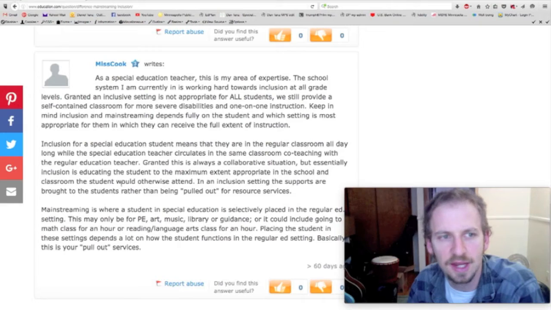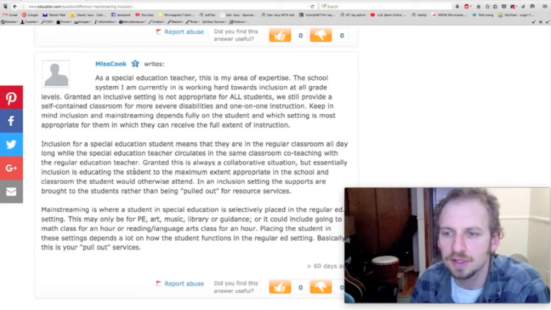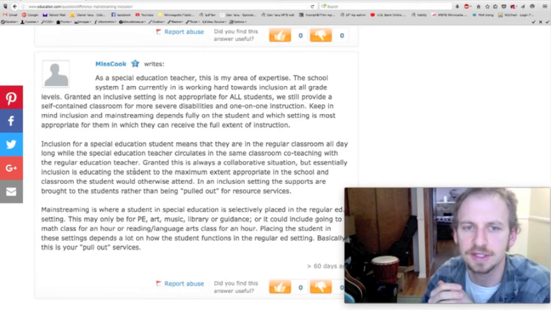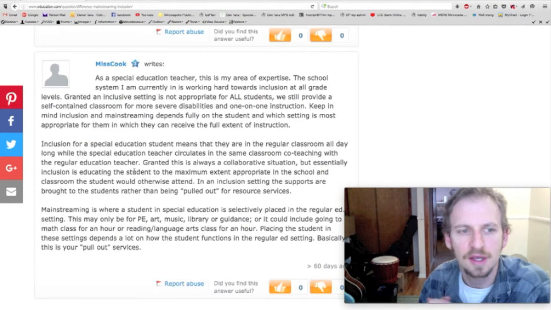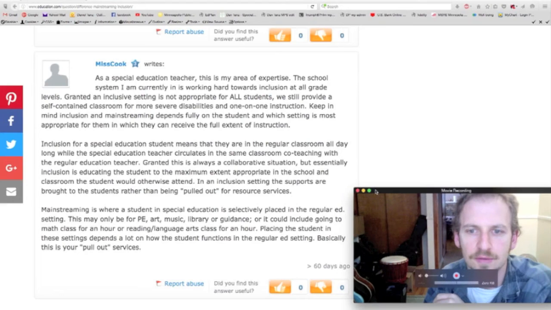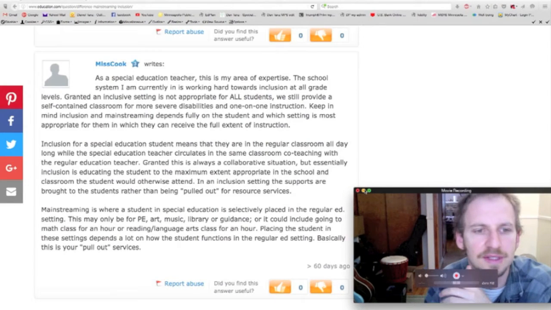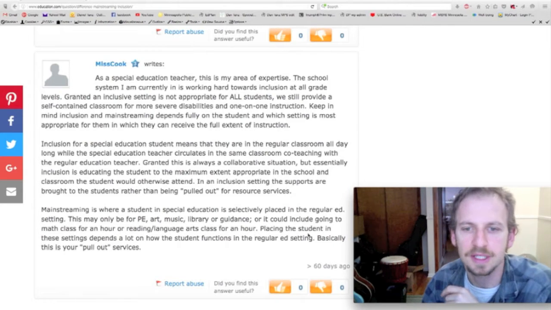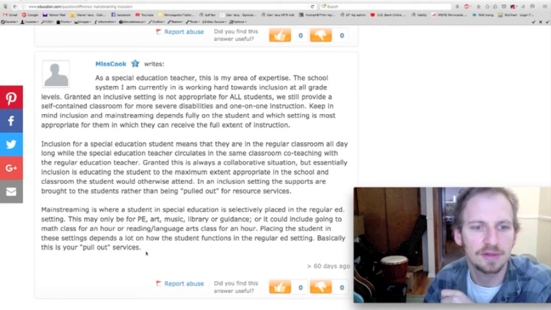So now this teacher is saying basically right there that inclusion is only if the student is in the regular class for the full day, and if there is a collaborative co-teaching type of situation where there's a special education teacher in the general education class assisting with teaching. They're saying that mainstreaming is where a student in special education is selectively placed in the regular ed setting. So just selectively placed for only maybe PE, art, music, library, or guidance. Or it could include going to math class for an hour or reading language arts class for an hour. Placing the student in these settings depends a lot on how the student functions in the regular ed setting. Basically, this is your pull-out services.